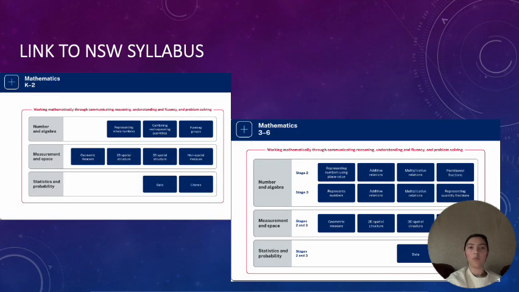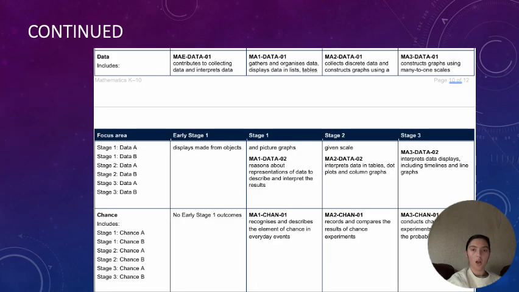This links to the New South Wales K-10 syllabus in relation to K-2 and 3-6 content, as it focuses on statistics and probability, particularly data, as well as focusing on additive relations. In relation to the syllabus outcomes, looking at the diagrams here, it incorporates Stage 1, 2 and 3 data content, MA1-DATA-02, as well as in Stages 2 and 3.